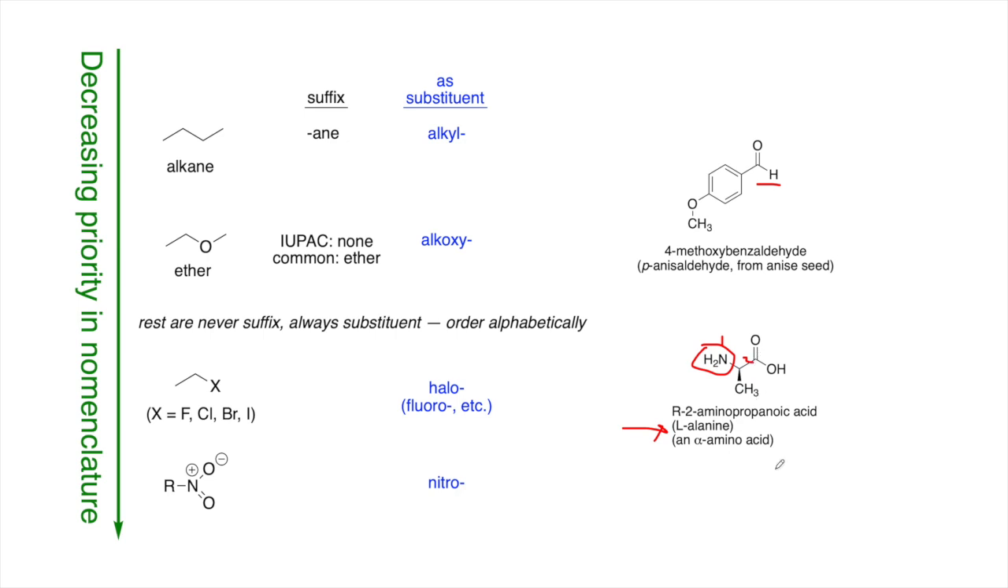So R. Check. Sometimes it's called an alpha amino acid because the nitrogen is on what's called the alpha carbon, so the carbon right next to the carbonyl like that. If you've heard of beta-alanine, it's the same compound, but then the NH2 is on carbon 3 like this. This is beta-alanine. Nailed it.